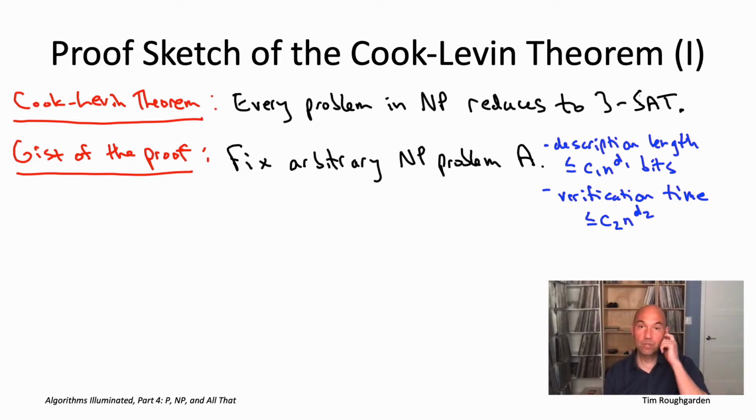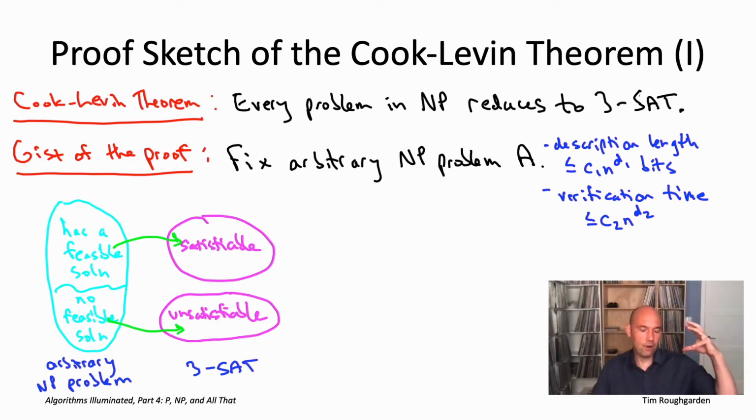Now we have to somehow reduce this abstract NP problem A to the seemingly very simple 3-SAT problem. So it's going to be a reduction. So we're going to have to draw a cartoon, which will give you fond or maybe not so fond memories of the proofs that we did in the previous chapter. We're going to need a reduction from this problem A to 3-SAT.